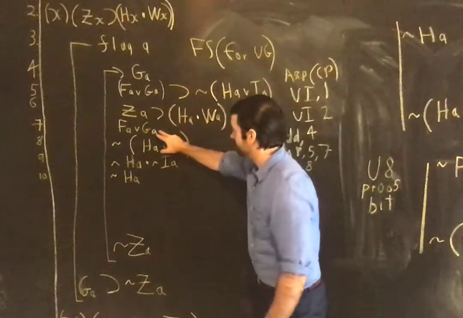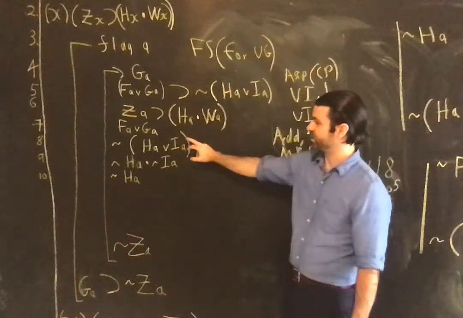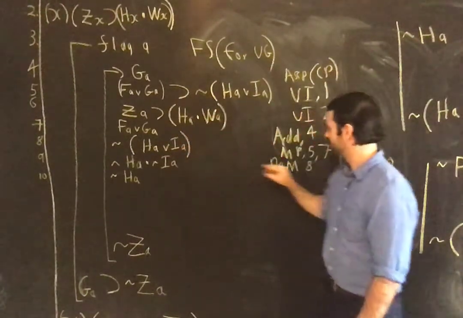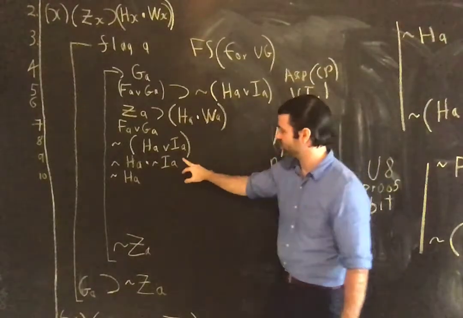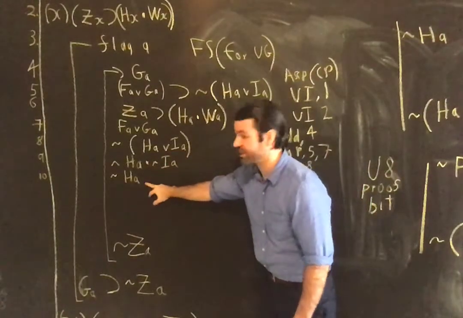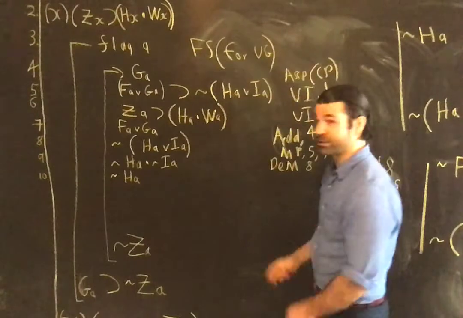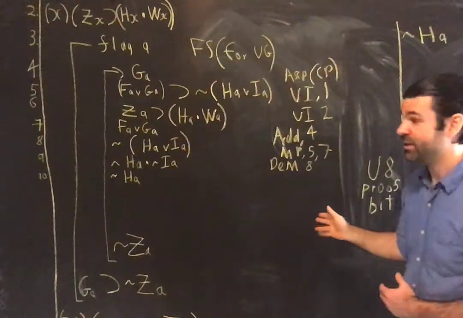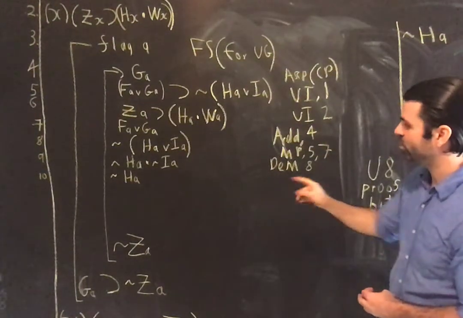Okay, so we've got the antecedent, modus ponens, we derive the consequent, De Morgan's, which should be very familiar, gets us that, and we simplify to get not HA. All right, I stopped at this point. Where are we going and how do we get there? What do we need?